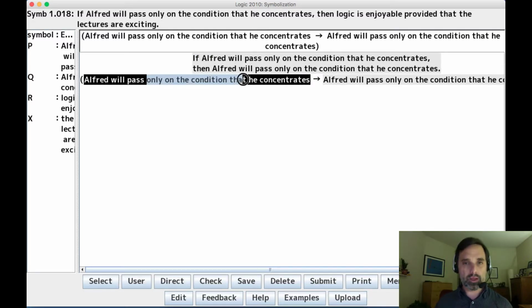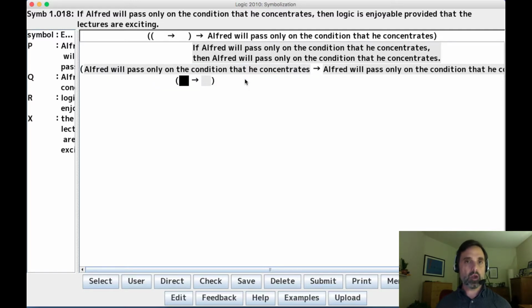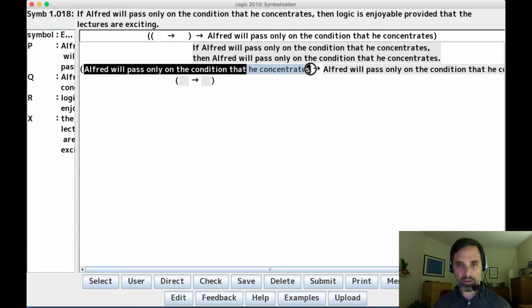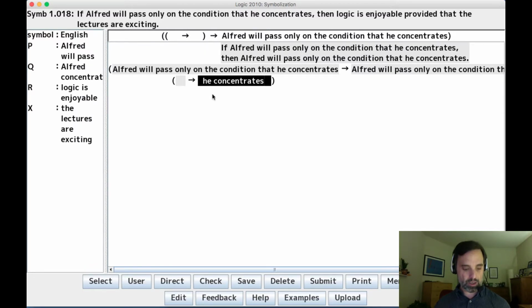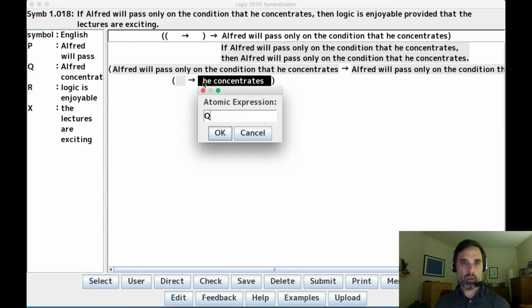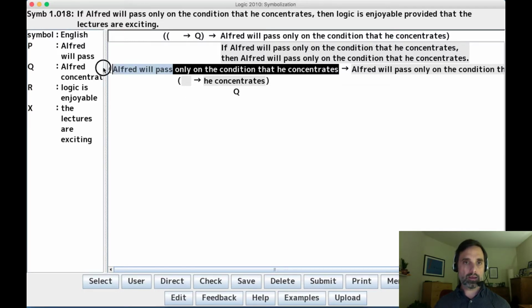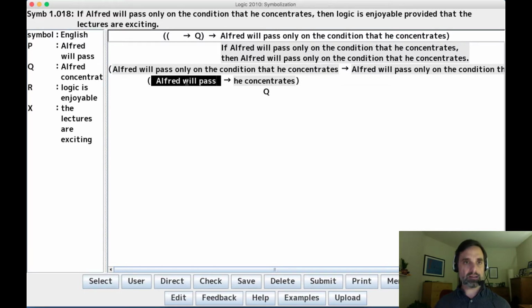We have only on the condition that, which is the only piece of logical vocabulary, and that introduces a conditional. We just need to figure out what's the antecedent and what's the consequent. Well, only on the condition that is a variant of only if, and only if flags the consequent. So he concentrates is the consequent. Alfred concentrates, that's symbolized as, let's see, as Q. Okay. And Alfred will pass is going to be an antecedent, and that will be symbolized as P.